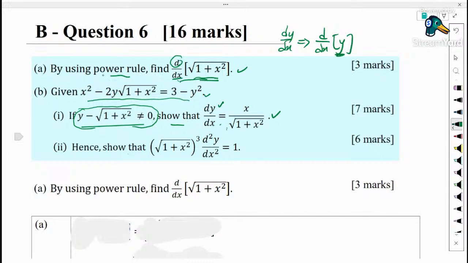Hence, show that we have this equation involving a second derivative. The word "hence" means we must make use of the previous result. That means we must make use of this first derivative to get the answer. And let's see how we solve each of the parts.